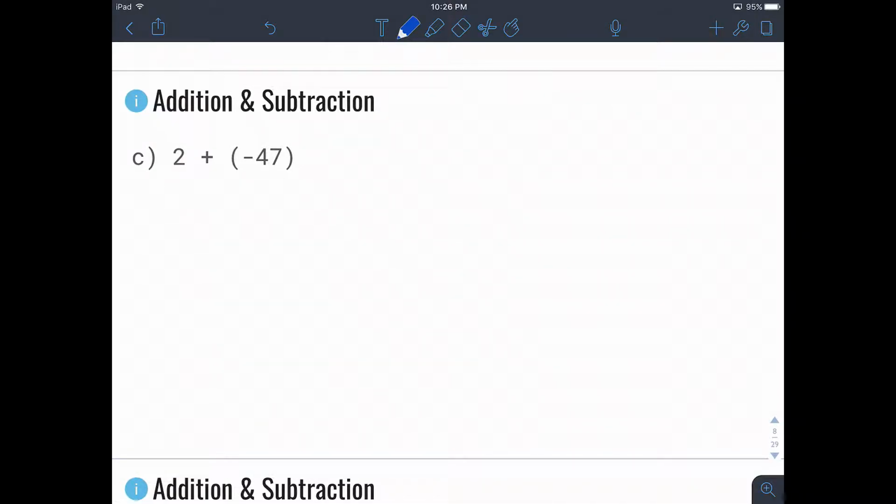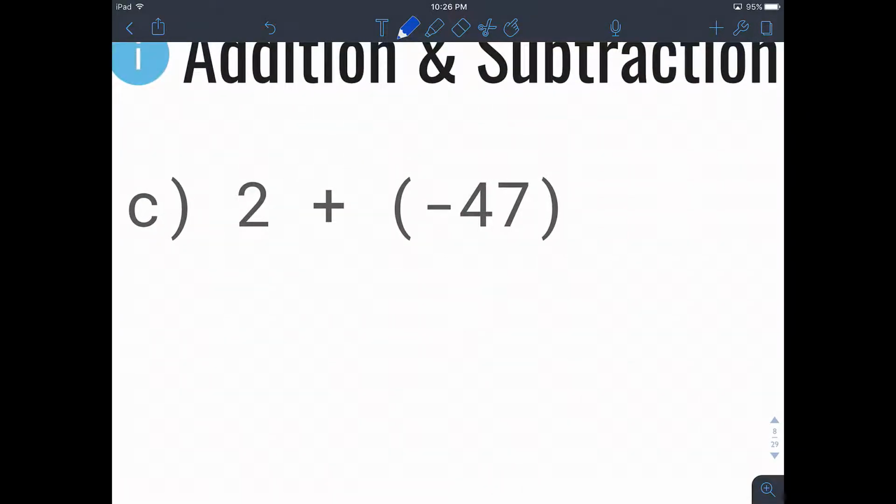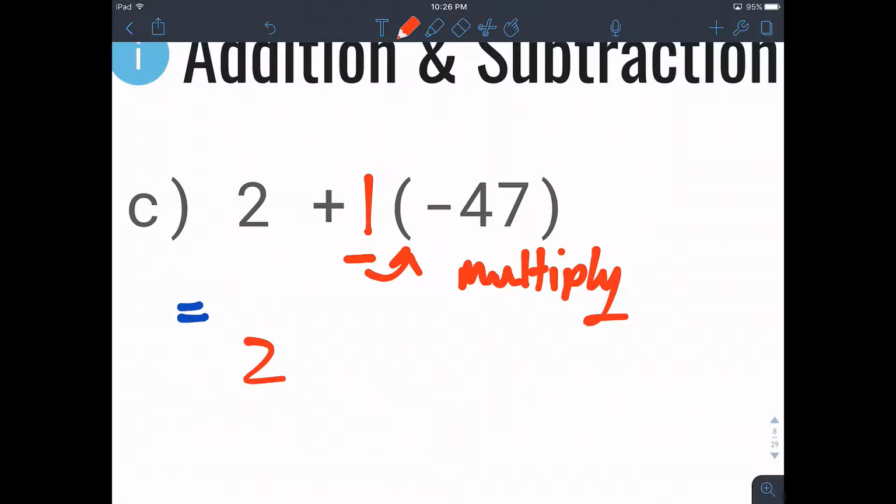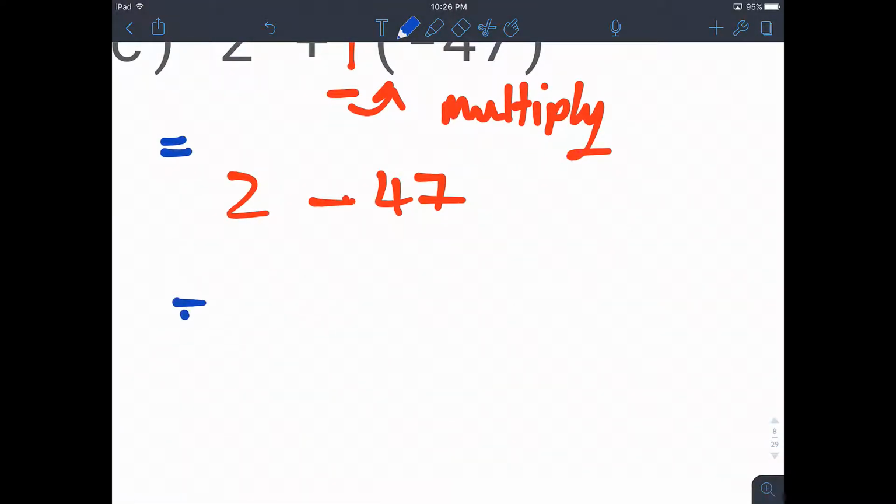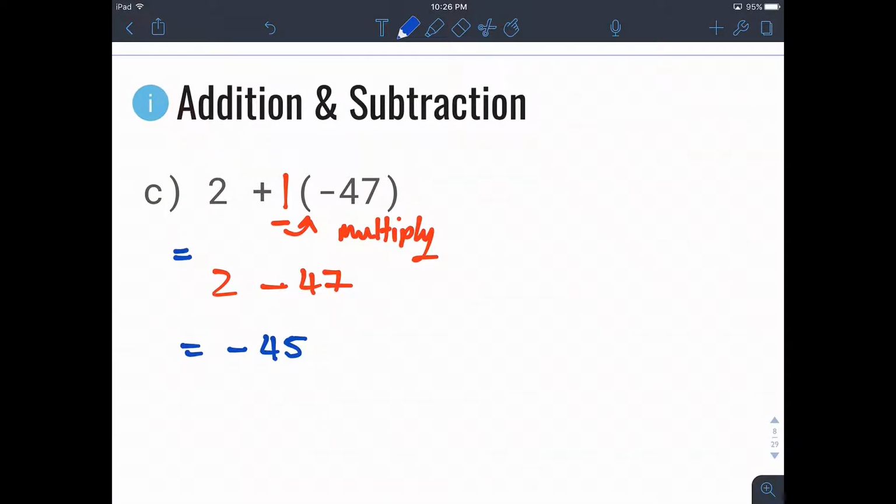Moving on, we have 2 plus the quantity of negative 47. In this situation, what I would like you to do is imagine a 1. Whenever we have a constant in front of a bracket, we're going to multiply to get rid of the bracket. So we have 2, and 1 times negative 47 is negative 47. So we're going to take 2 to the left 47 spaces. That gives us negative 45. So 2 plus negative 47 will give us negative 45.